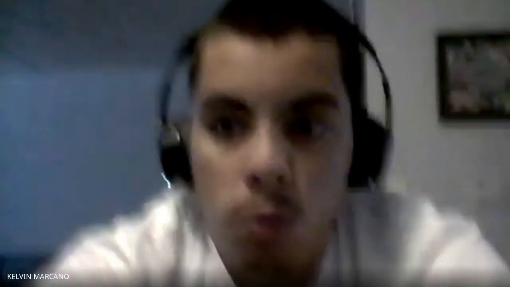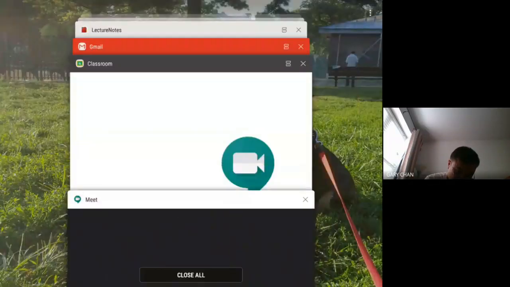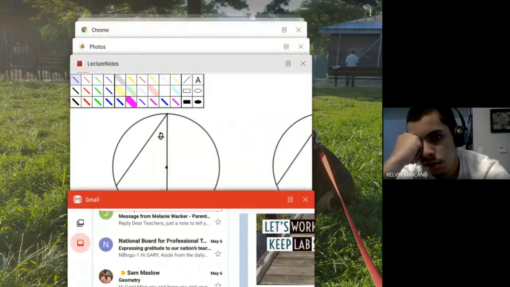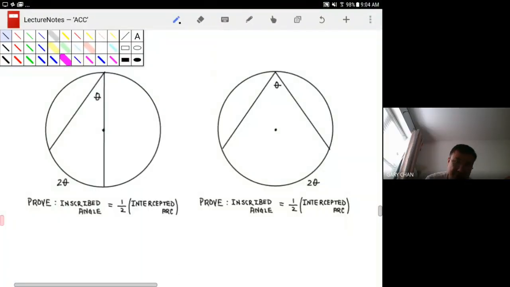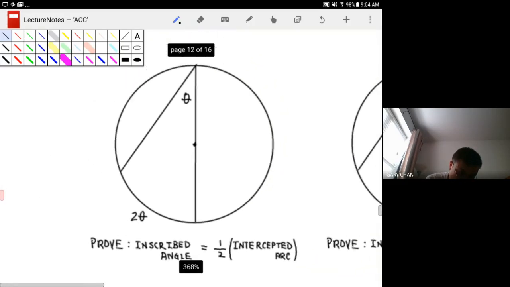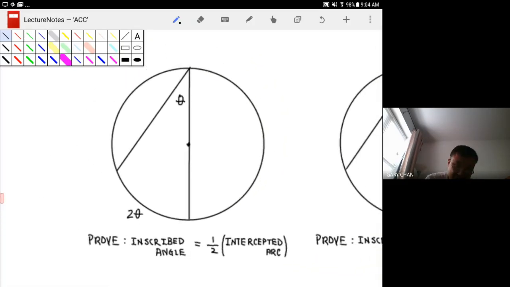So today what we're going to do is look at the enrichment problem that I posted yesterday. I'm going to share my screen so that you can see the problem presented again. So here are the two problems that I gave you yesterday. And the question was, you're given this diagram here, okay?